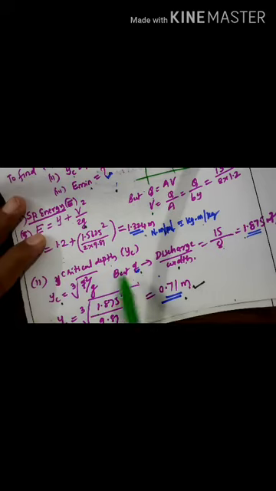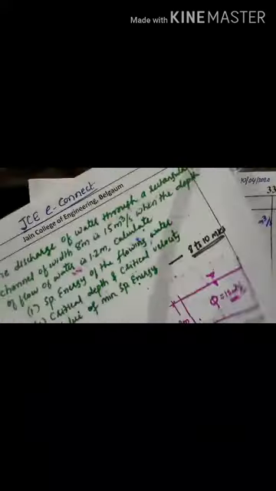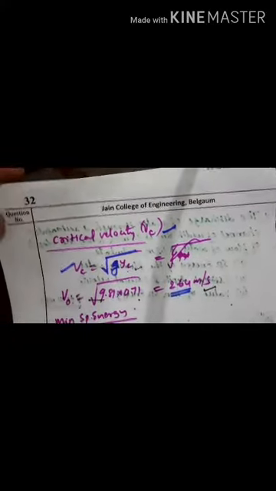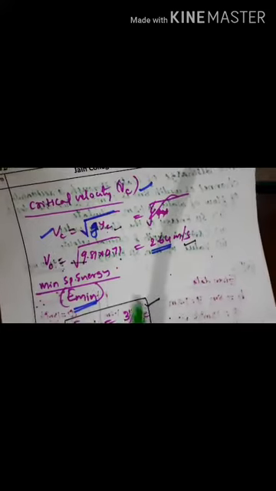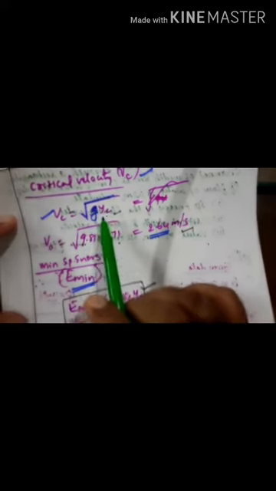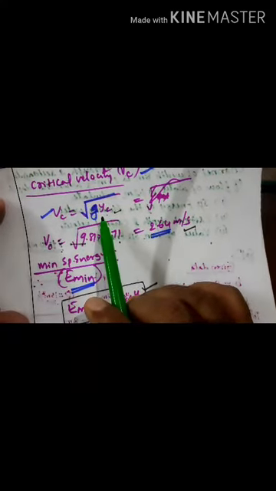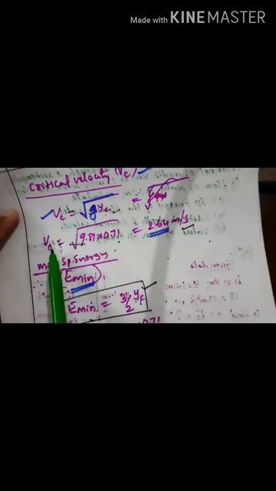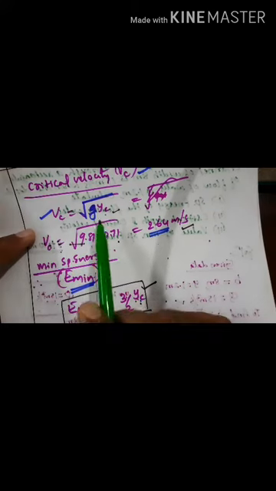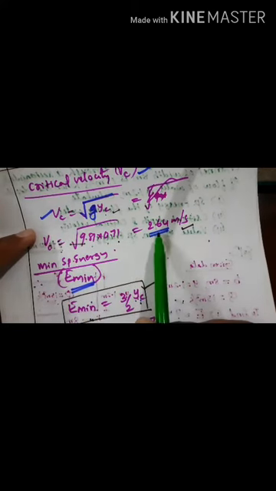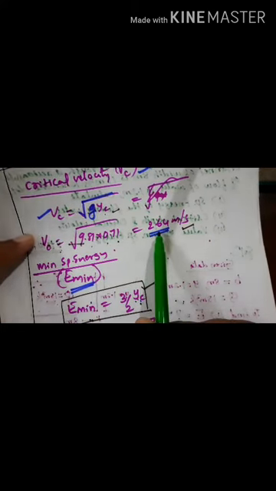Your only task is to remember the equations. Okay, next is critical velocity. We know the formula again. The critical velocity is root of g into yc, where yc is the critical depth and vc is the critical velocity. Substitute the value of yc here and you will get the critical velocity.